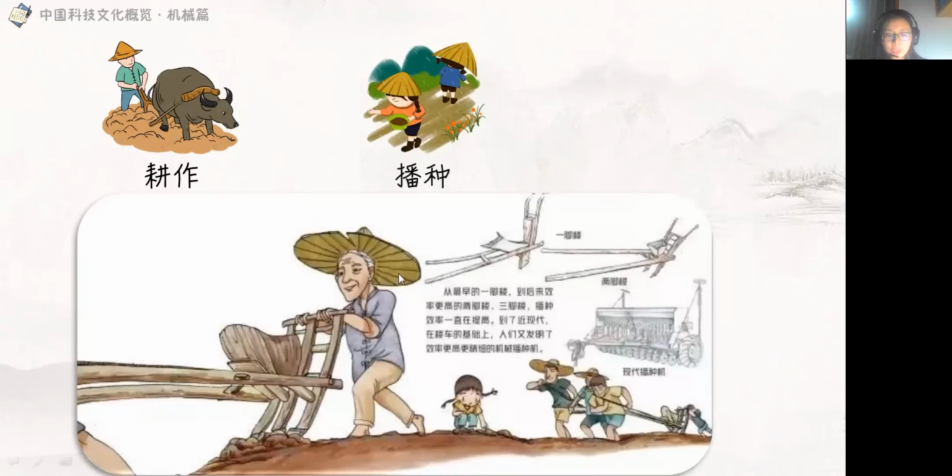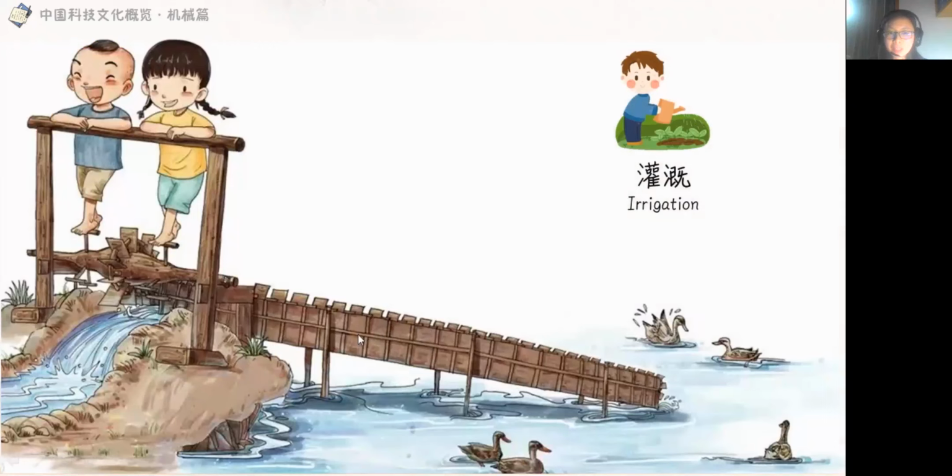Third one, irrigation. It's about water. It means to supply land with water in order to help crops grow. You can see this is an irrigation equipment. Later we're going to introduce it in detail.